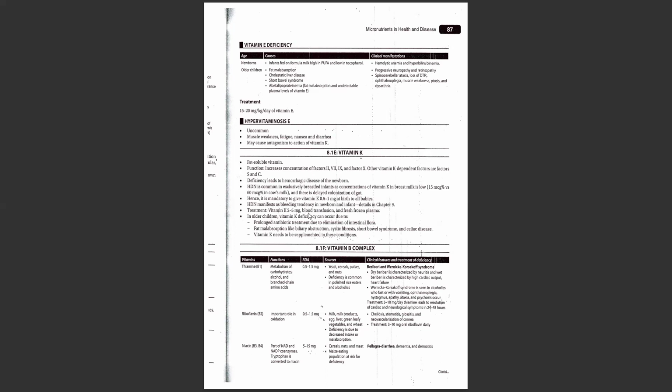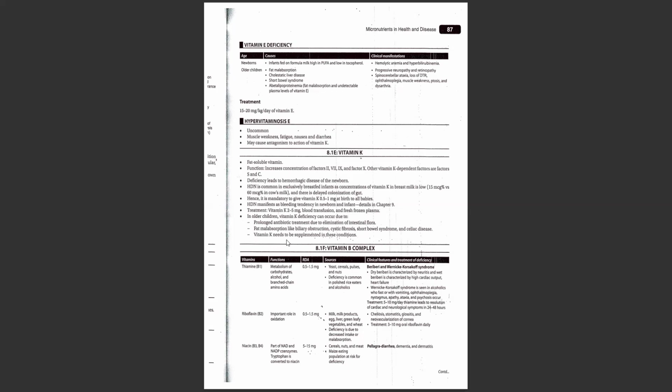To replace the lost blood, we have to give blood transfusion and fresh frozen plasma. In older children, vitamin K deficiency can occur due to prolonged antibiotic treatment, because of elimination of the intestinal flora, since some of the vitamin K is also produced by the intestinal flora. Fat malabsorption, like biliary obstruction, cystic fibrosis, short bowel syndrome, and celiac disease, also results in vitamin K deficiency.